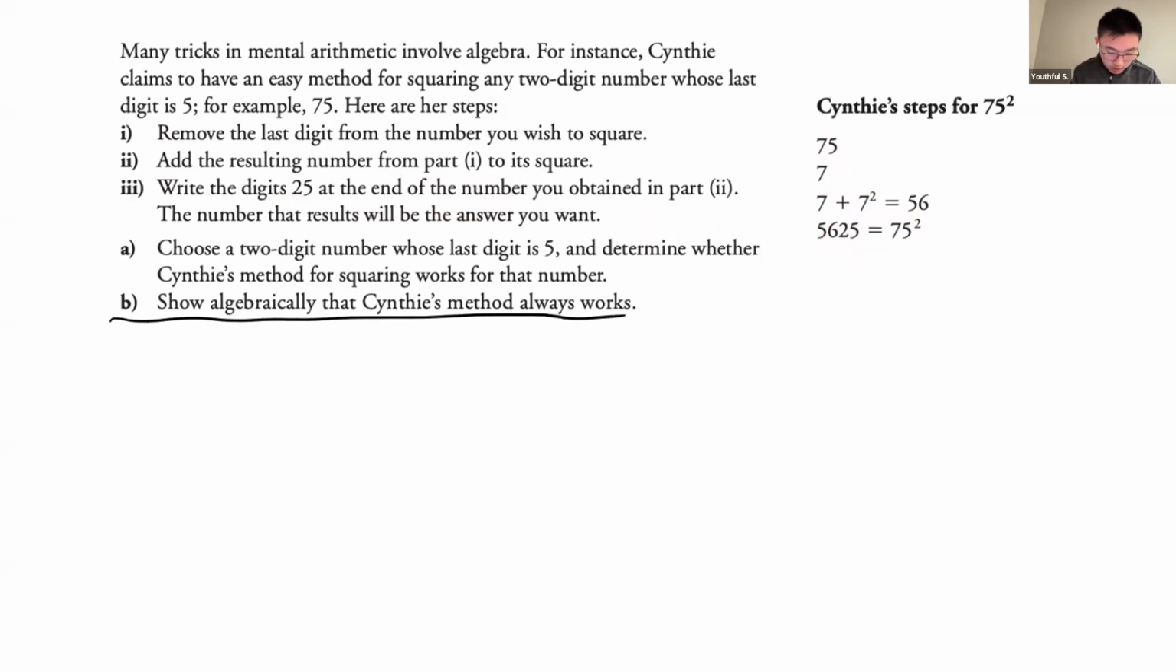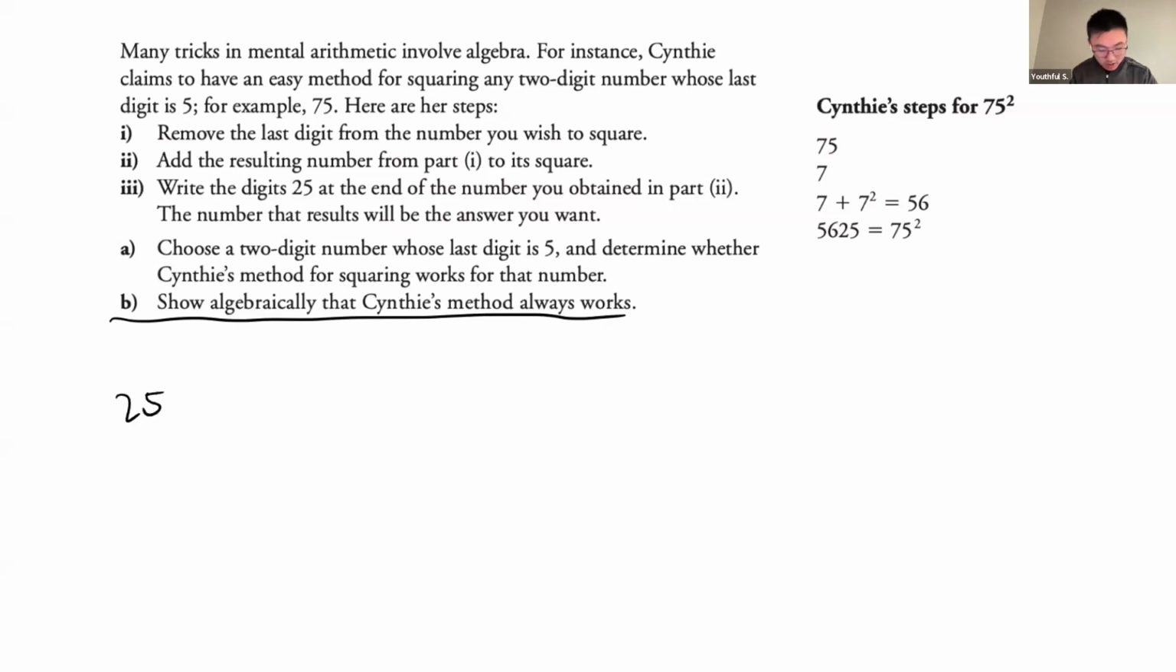Let's say I wanted to figure out what 24 squared was equal to. So what I would do is get rid of the 4, so I'd have 2. And then I would add 2 squared. That's equal to 6. So then this is, wait, this is not equal to 625 though. That's strange, because I get 625. That doesn't actually work. Any two-digit number whose last digit is 5. Okay, I misread this. It's a very specific application.